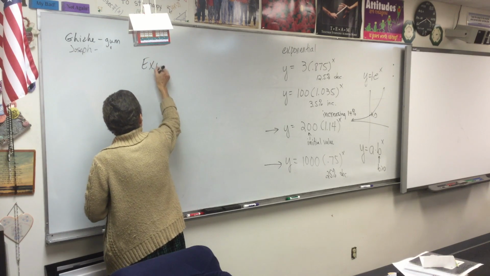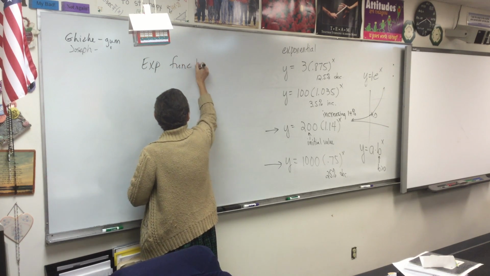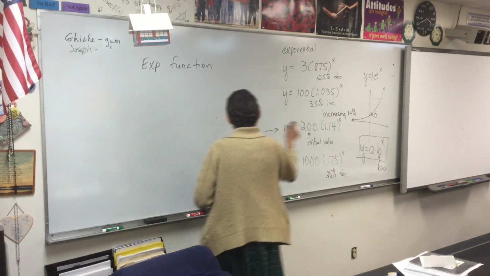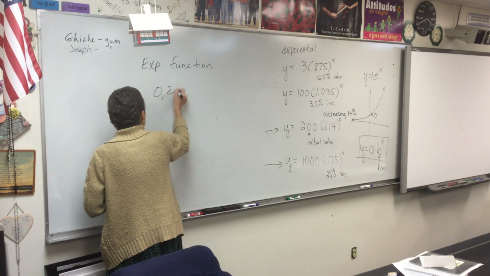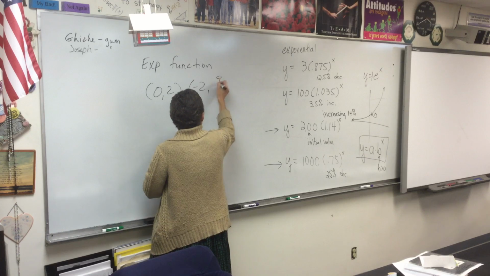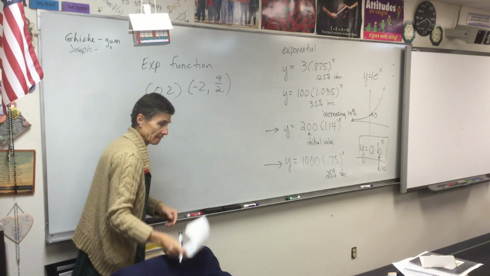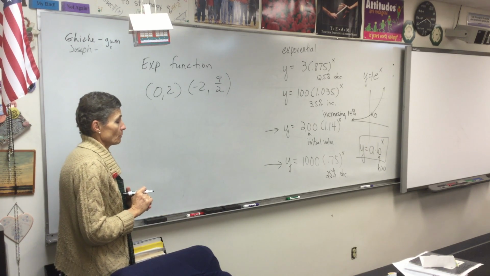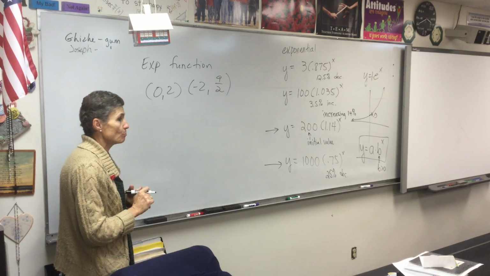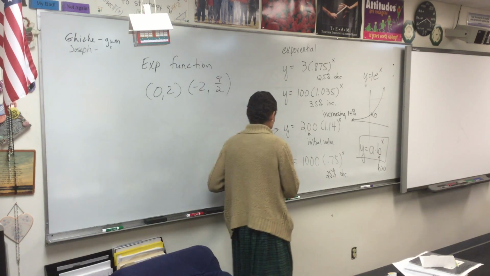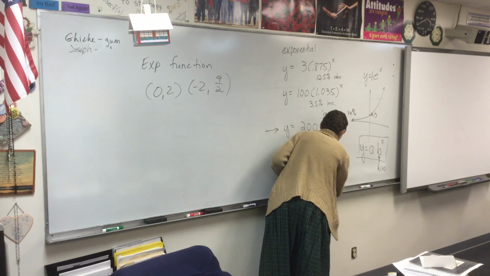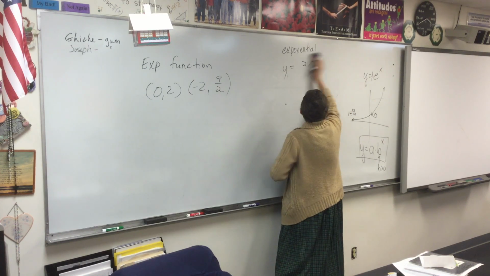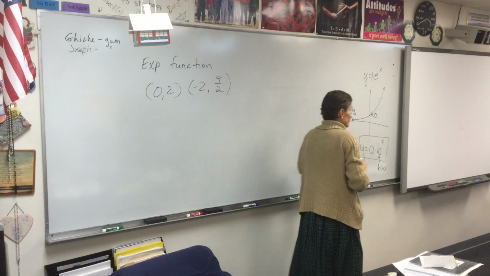Let's say we have an exponential function. So in other words, we have something of the form y equals a times b to the x. That's an exponential function. And we know it contains these 2 points. That's all we know about it. So we have this equation and it contains those 2 points, and you're going to write the equation. Does anybody have a thought about this?